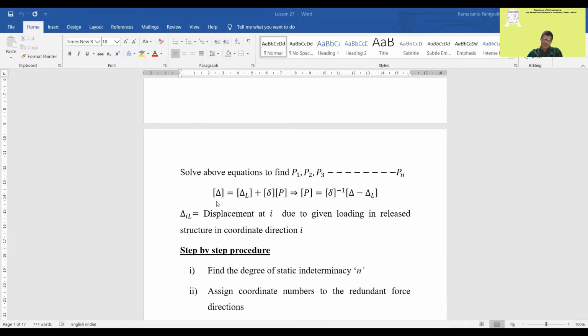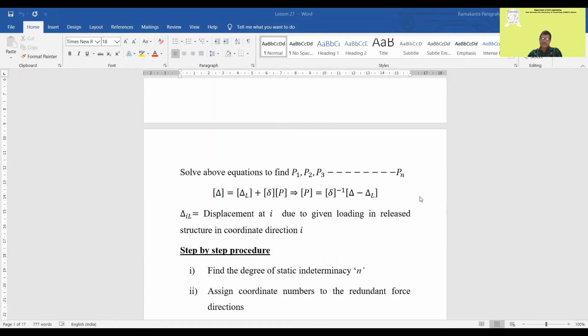Now, what is delta? Delta is equal to delta L plus delta into P. So the delta matrix is the flexibility matrix. P is the redundant forces. Delta is the total displacements. Delta IL is the displacement I due to the given loading in the release structure in the coordinate direction I. Delta is the total joint displacement that is being given. If it is given that joint B sinks by 5 mm, joint C sinks by 5 mm, that value is the delta value. Otherwise, delta is equal to 0.